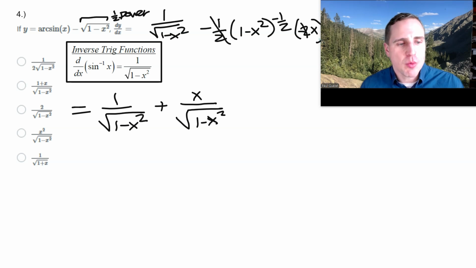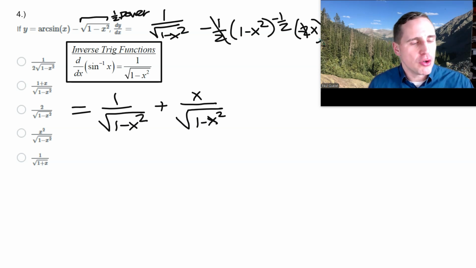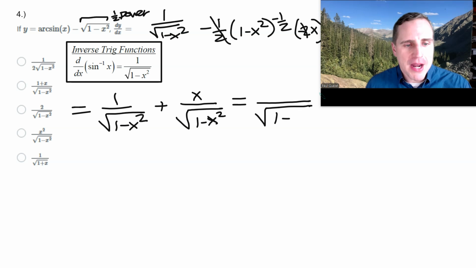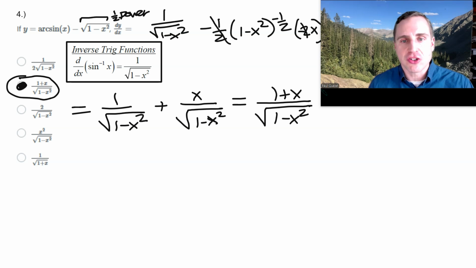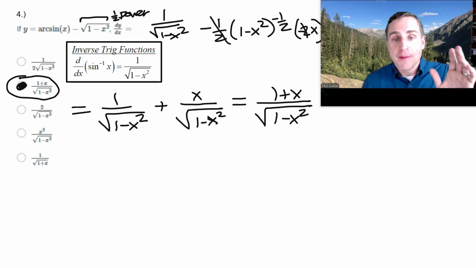Now, the square root of 1 minus x squared. This is a negative power, so it drops to the bottom, and the 1/2 power is the same thing as a square root. But look, we can just combine these. This is just a common denominator of the square root of 1 minus x squared, so this is 1 plus x. Okay, so this is exactly the second choice. So that is the derivative of this function. So we're going to use that second choice for the answer and move on.